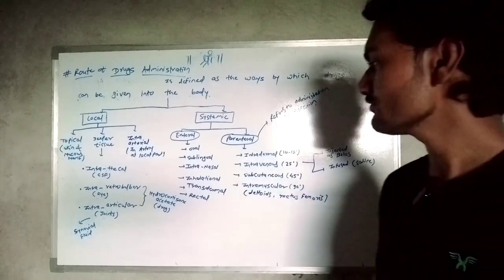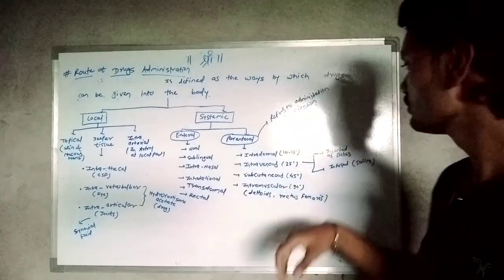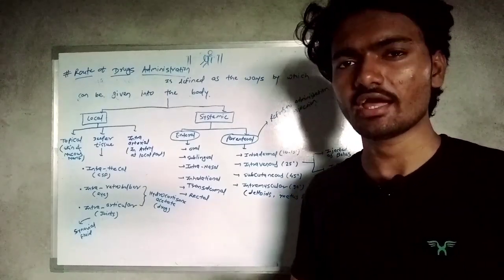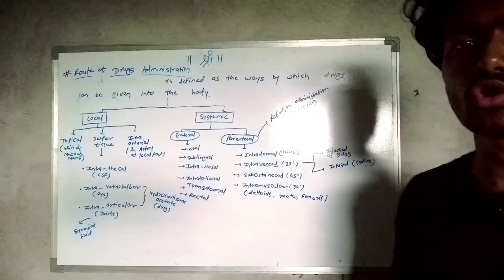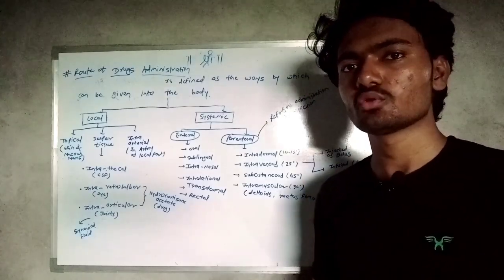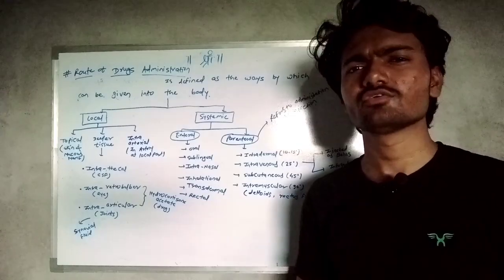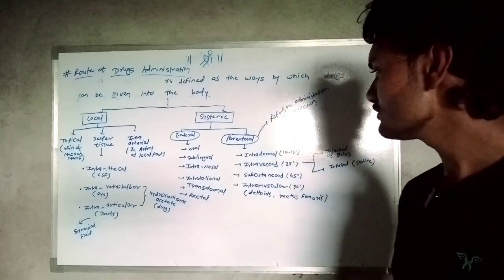The second part is the intravenous. In intravenous, the drug can be administered as a bolus injection, or through an infusion like saline over 1 or 2 hours. The features of the intravenous route are 100% bioavailability, and it is very useful in emergency cases. And the third one is the subcutaneous.